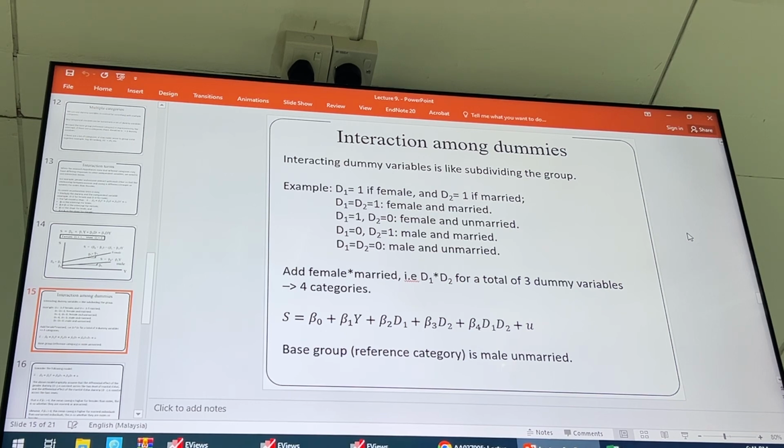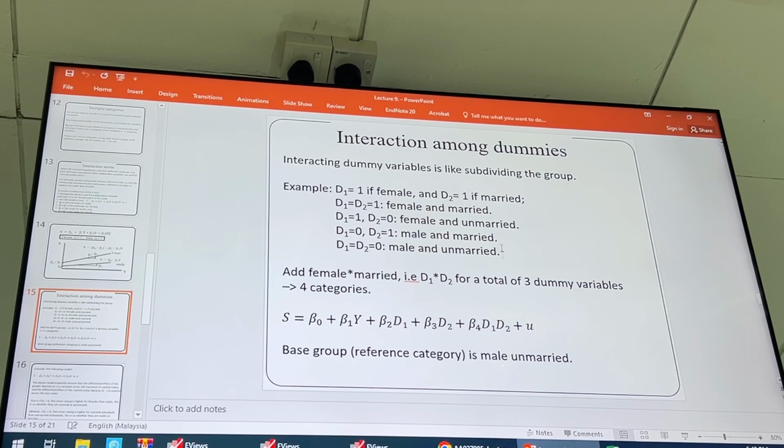So in addition to that, we also can have interaction between dummy variables. Interaction between dummy variables is just like subdividing the group. So we can subdivide the observations into a higher number of groups. Let's say you have a dummy variable for gender and then a dummy variable for marital status. So this one for female, and this another variable to represent whether married, or if not married, unmarried, 0.